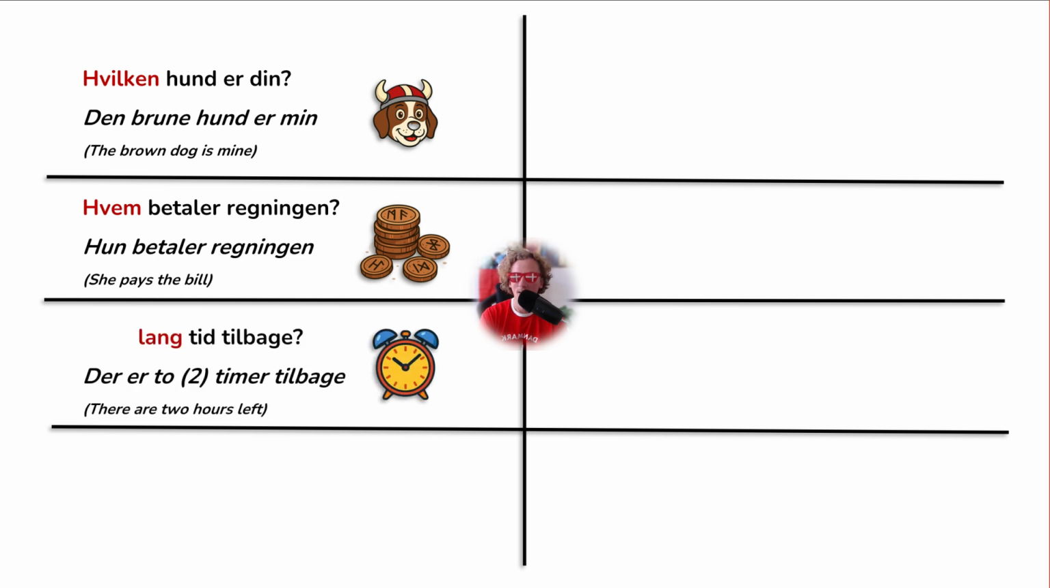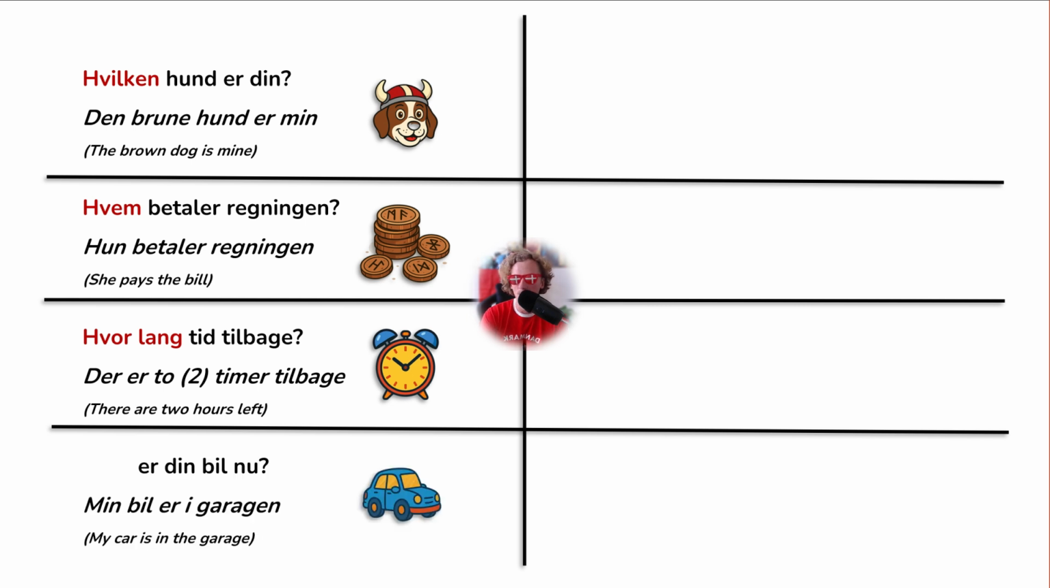Next up, lang tid tilbage. So we know already here that lang is part of the question. Lang means long. Så der er 2 timer tilbage. Der er 2 timer tilbage. There are 2 hours left. Try to guess which word that we want to add as a question word. Hvor is correct. Hvor lang tid tilbage.